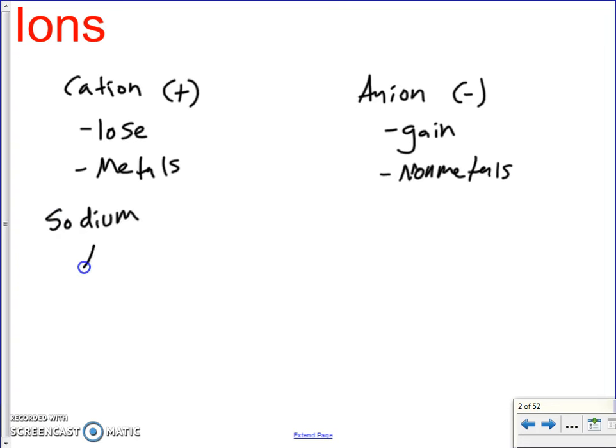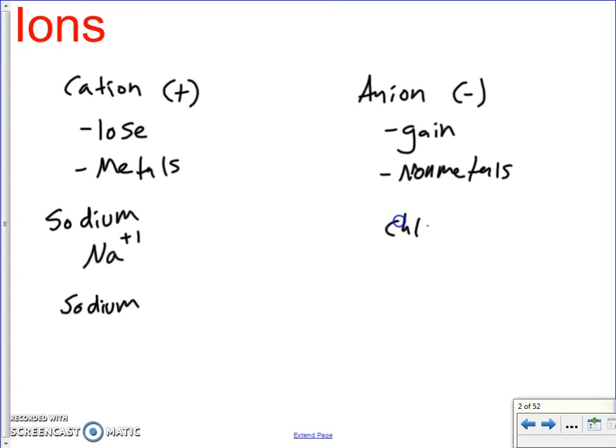With our naming, let's say we were dealing with sodium. Well, sodium is Na. It has one valence electron. It's going to lose that valence electron, giving it a +1 charge. When we're naming cations, remember, we really just name them based off their elements. So this is just named sodium, our sodium ion.